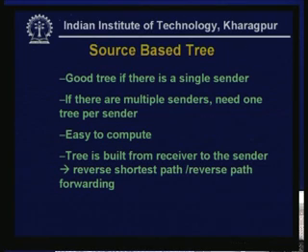But of course, if there are multiple senders, you need one tree per sender. Now, that becomes really difficult, when it is a more democratic kind of group where the group members are interacting. Any of them maybe can send a message to all the other members of the group. Now, this becomes quite difficult. That means you have to have a tree for each sender.